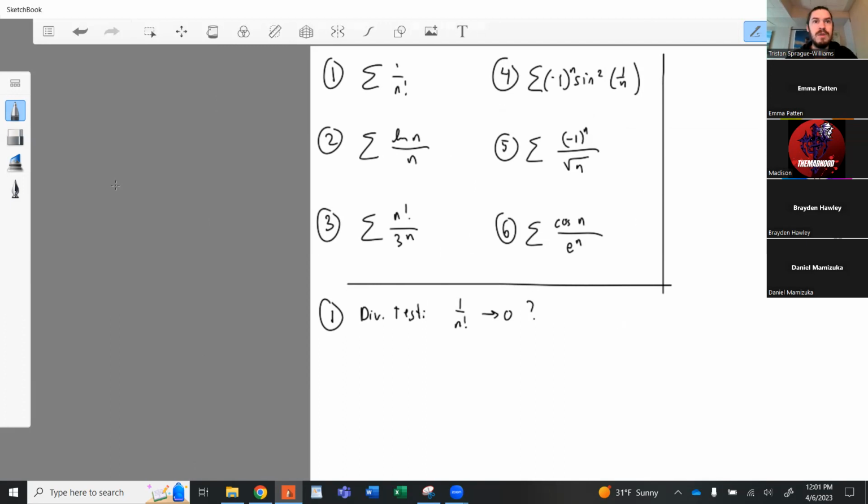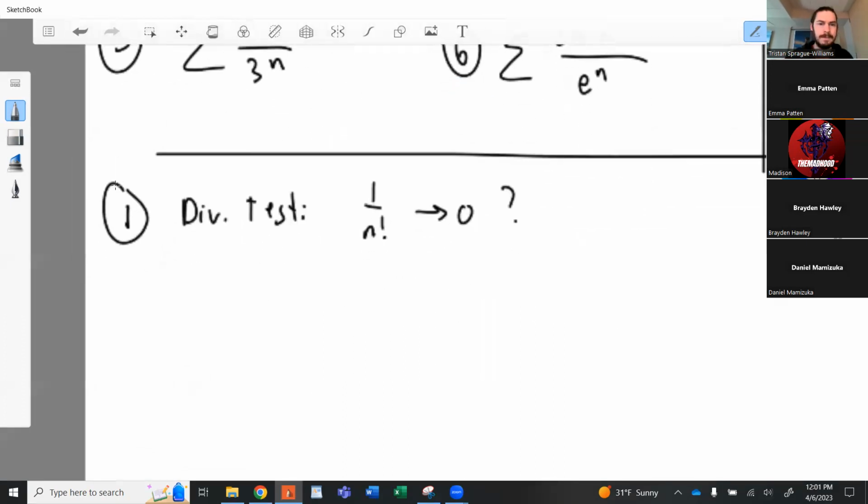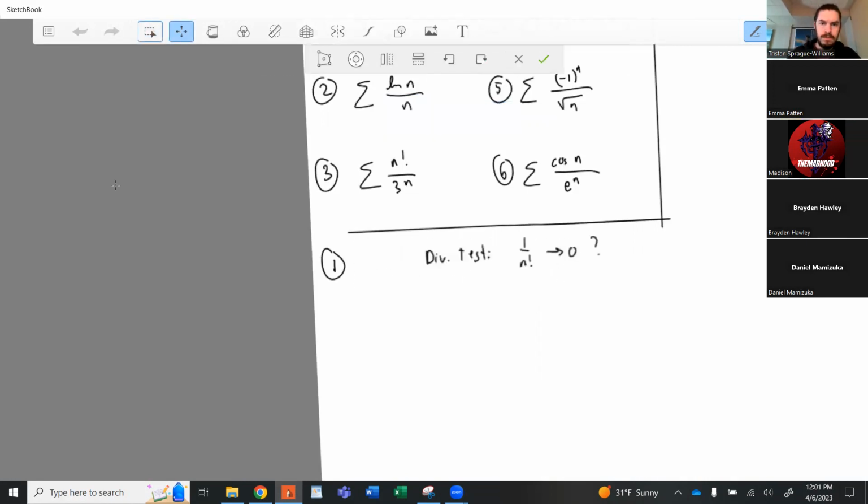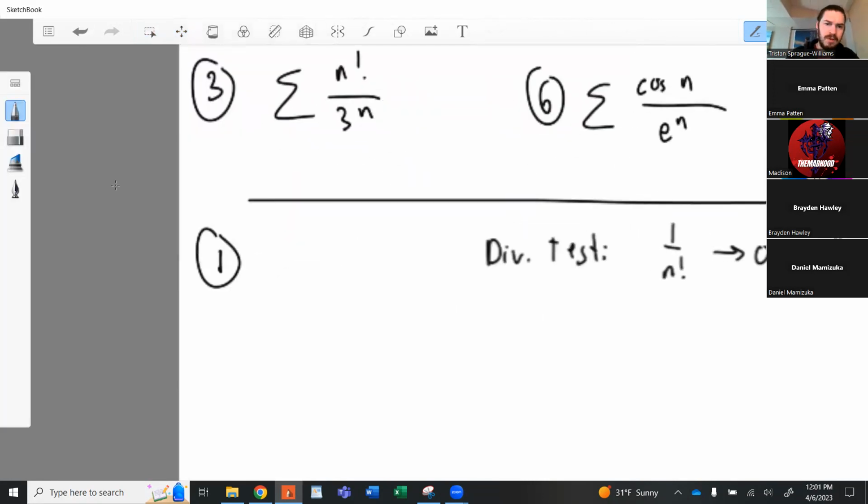As a sequence? What do you think? Hang on, I should write down what it is so we can zoom in on it. It's the 1 over n factorial.